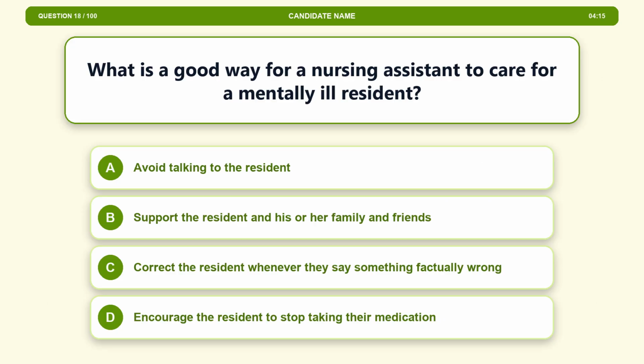Question 18. What is a good way for a nursing assistant to care for a mentally ill resident? Option A. Avoid talking to the resident. Option B. Support the resident and his or her family and friends. Option C. Correct the resident whenever they say something factually wrong. Option D. Encourage the resident to stop taking their medication.